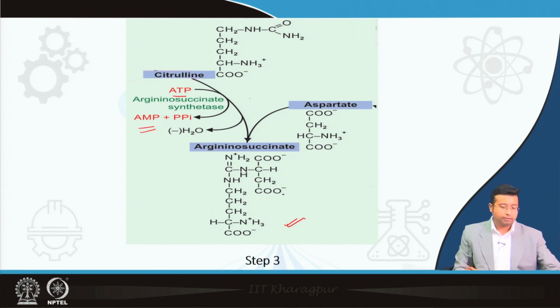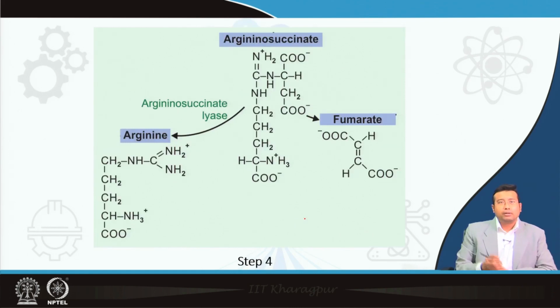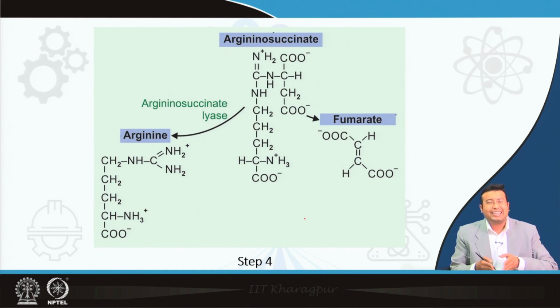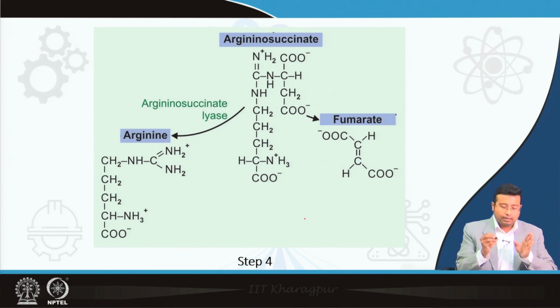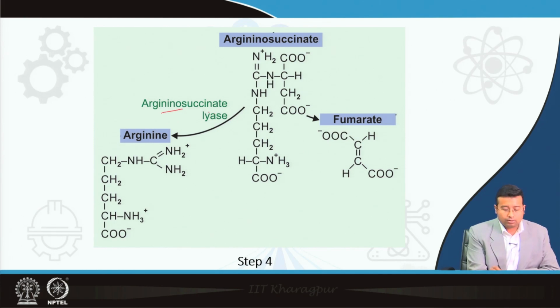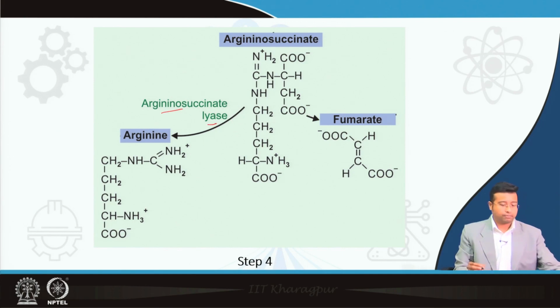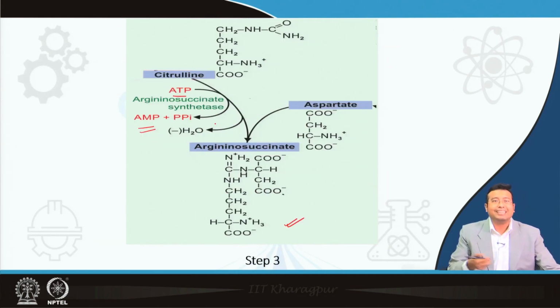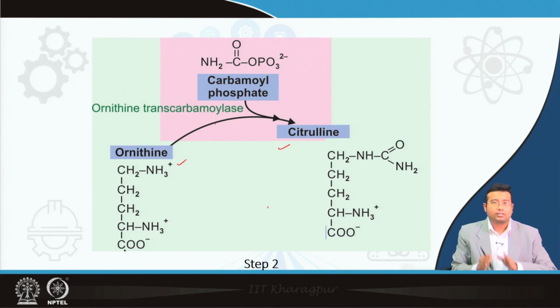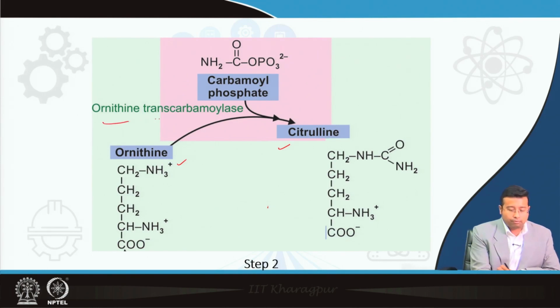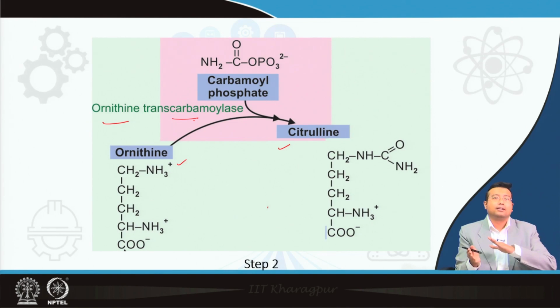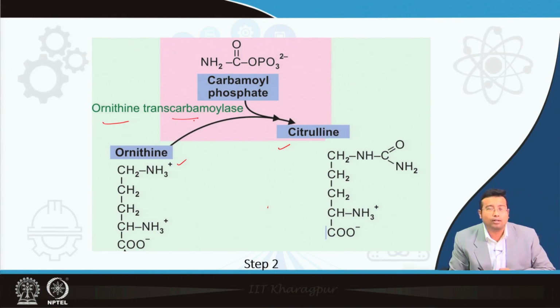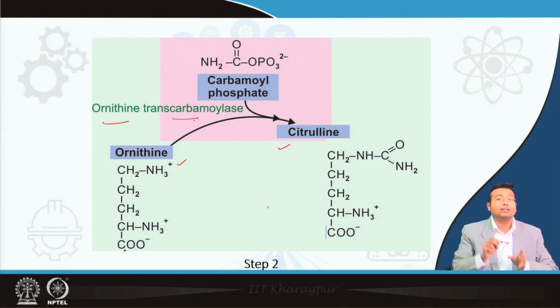argininosuccinate. All right. In the next step, argininosuccinate is acted upon by the enzyme argininosuccinate lyase. Okay. If you missed the enzymes of the previous steps, you should always note the enzyme after carbamoyl phosphate synthetase 1 is known as ornithine transcarbamylase. It will come very handy while we are discussing the urea cycle disorders in the next class.